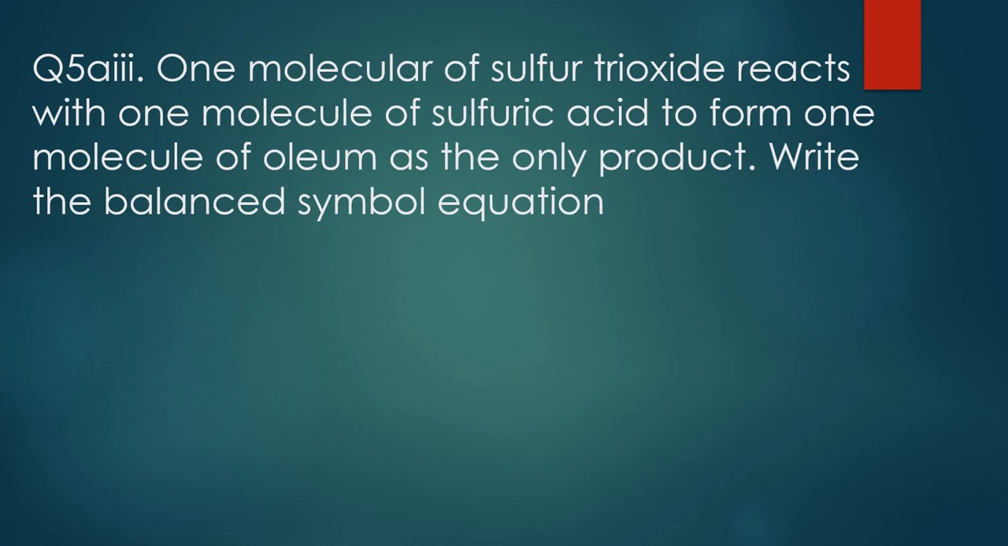1 molecule of sulfur trioxide reacts with 1 molecule of sulfuric acid to form 1 molecule of oleum as the only product. Here is the balanced symbol equation for this. The only balancing that did need to occur was that there are 2 moles of sulfuric acid.